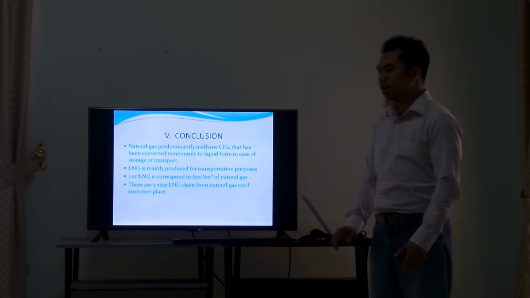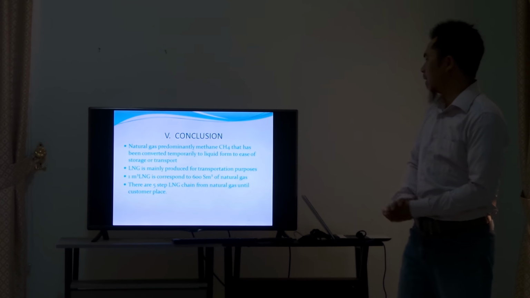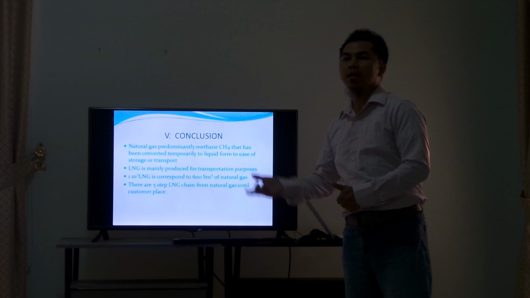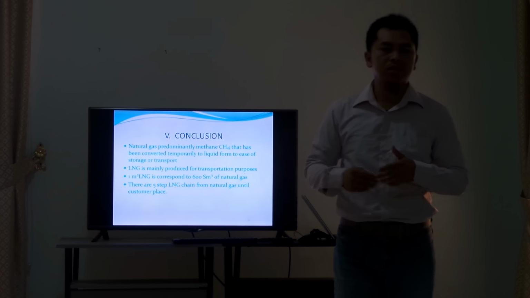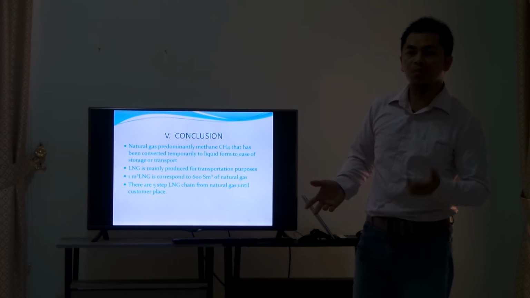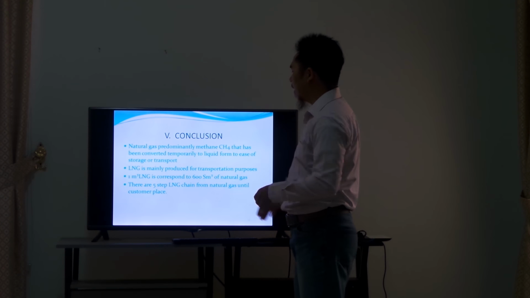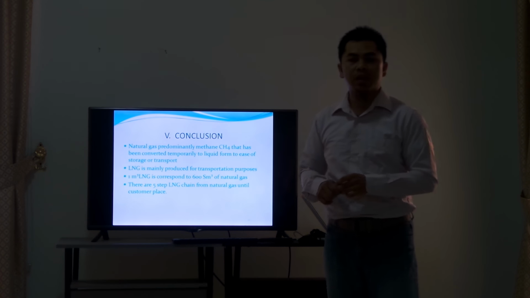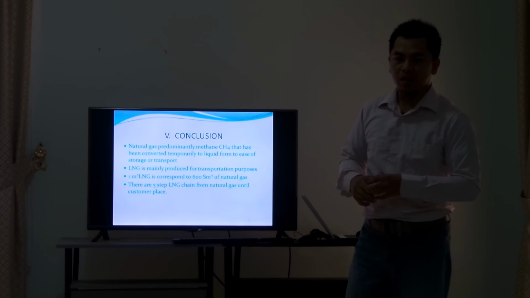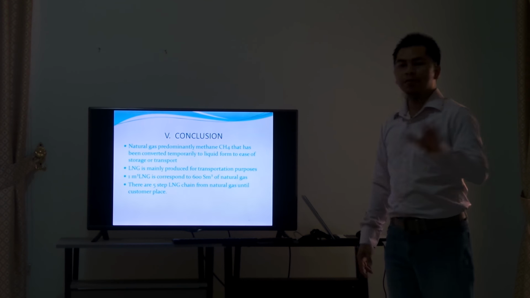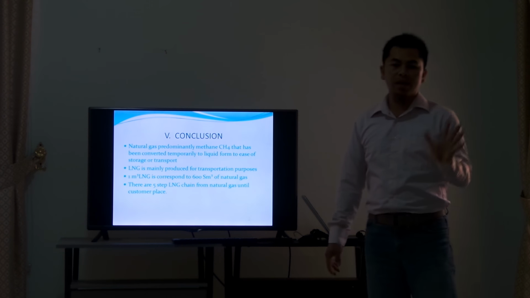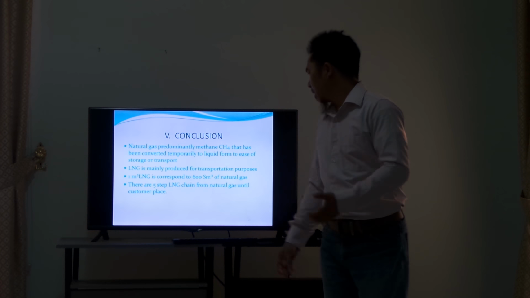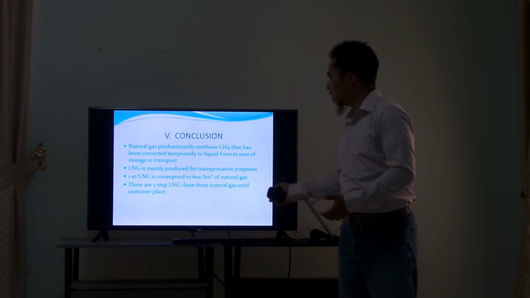So for the conclusion, like we have already discussed, natural gas is mostly, about 95%, methane. That is how we convert natural gas to liquid by cooling to minus 162 degrees Celsius, and 1 cubic meter of LNG is equivalent to 600 cubic meters of natural gas, which is more valuable. And there are 5 steps to make LNG ready to use, from the reservoir up to the user for energy. And I think that's all about my presentation.